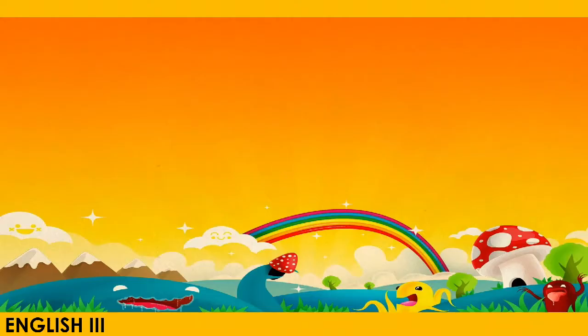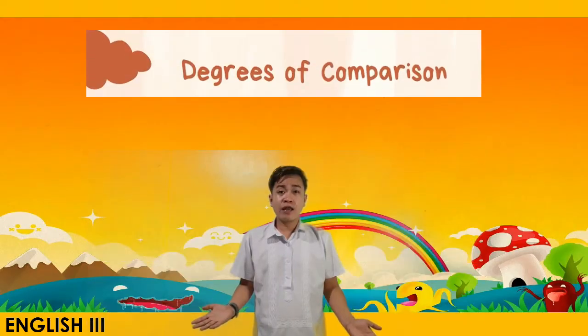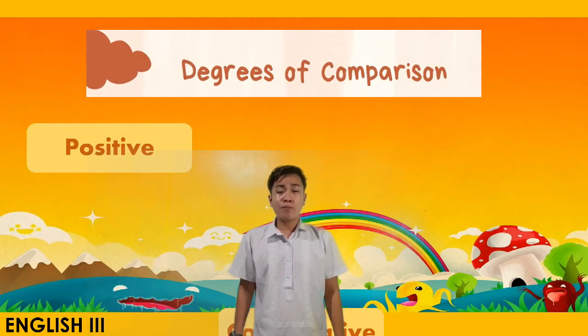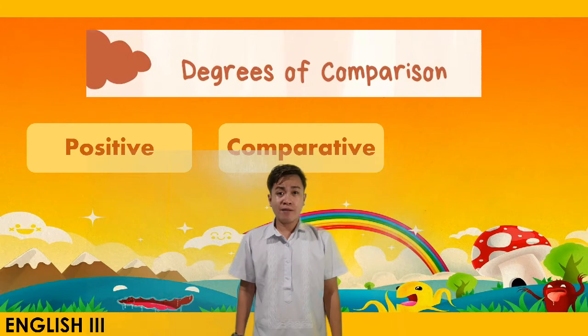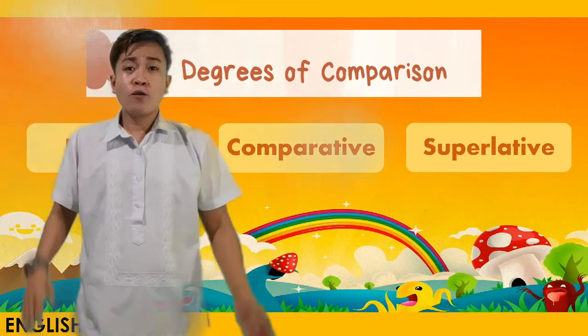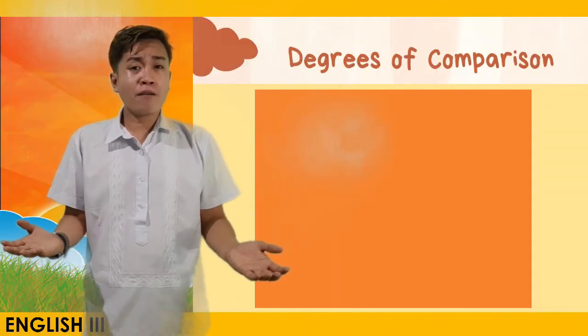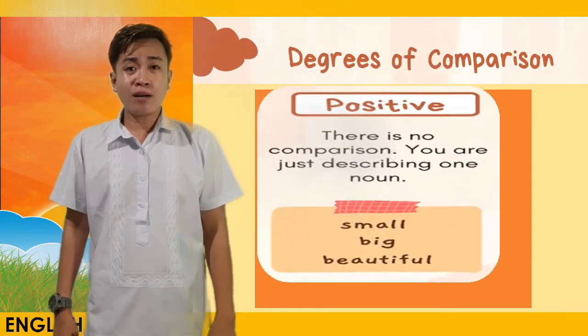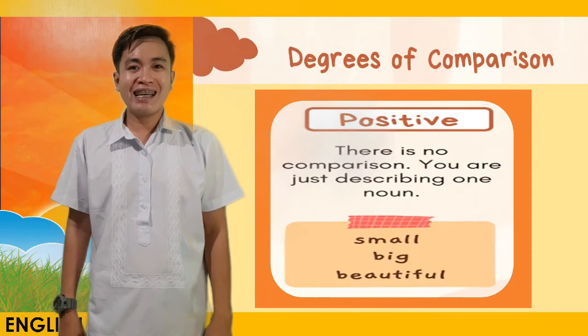But before we proceed to our new lesson, let's first have a quick review of our previous lesson, which is about adjectives in making comparison. In adjectives' degree of comparison, it could either be positive, comparative, or superlative. For positive degree of comparison, you are just describing one noun. Example, small, big, and beautiful.